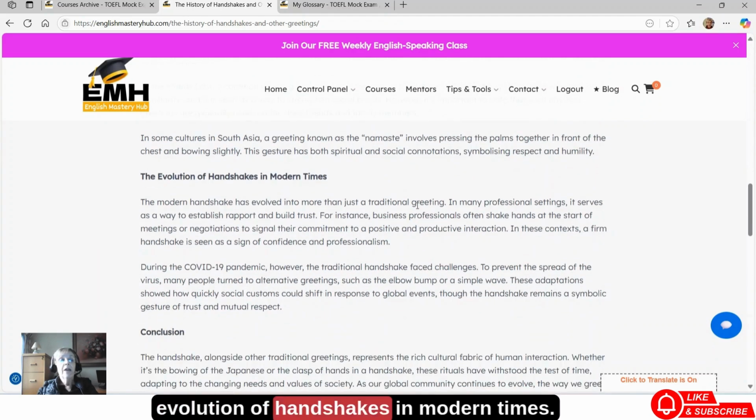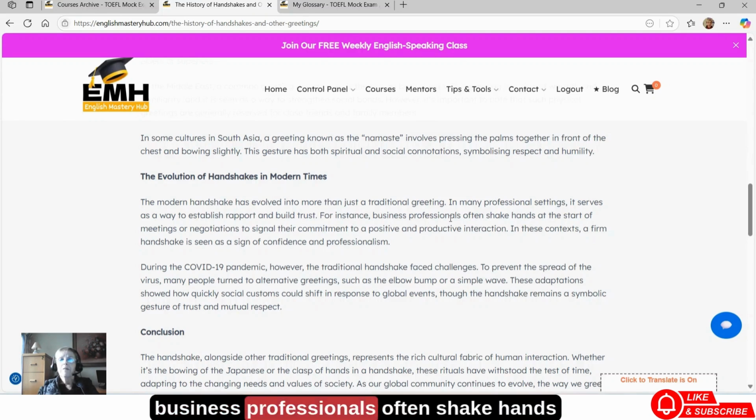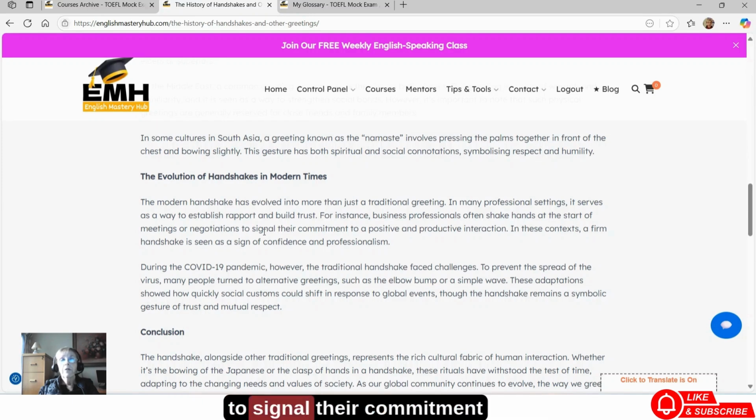The evolution of handshakes in modern times. The modern handshake has evolved into more than just a traditional greeting. In many professional settings, it serves as a way to establish rapport and build trust. For instance, business professionals often shake hands at the start of meetings or negotiations to signal their commitment to a positive and productive interaction. In these contexts, a firm handshake is seen as a sign of confidence and professionalism.